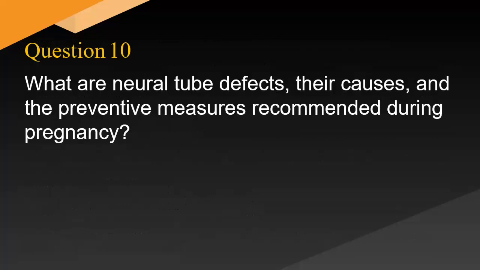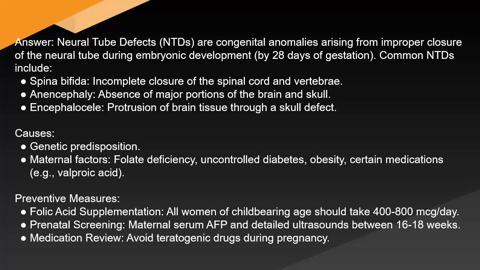What are neural tube defects, their causes, and the preventive measures recommended during pregnancy? Answer: neural tube defects, or NTDs, are congenital anomalies arising from improper closure of the neural tube during embryonic development by 28 days of gestation. Common NTDs include spina bifida, incomplete closure of the spinal cord and vertebrae; anencephaly, absence of major portions of the brain and skull; encephalocele, protrusion of brain tissue through a skull defect. Causes: genetic predisposition, maternal factors, folate deficiency, uncontrolled diabetes, obesity, certain medications, e.g., valproic acid. Preventive measures: folic acid supplementation.